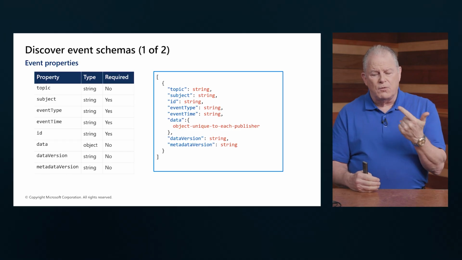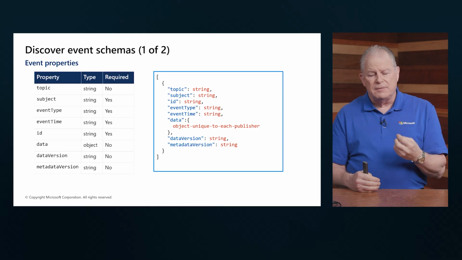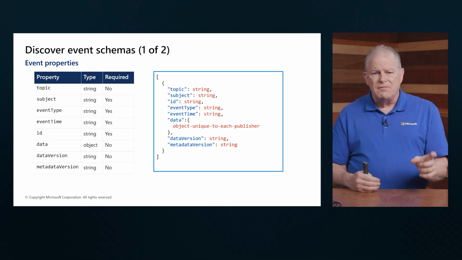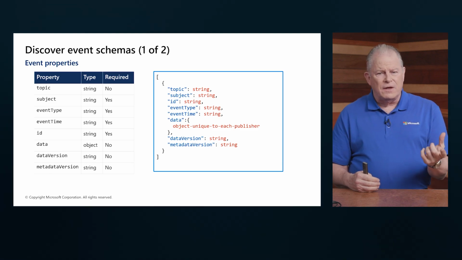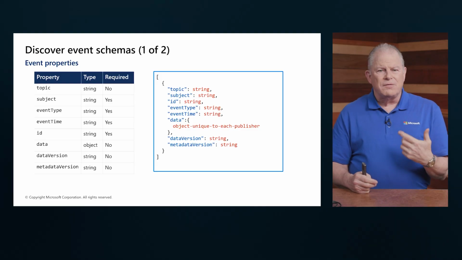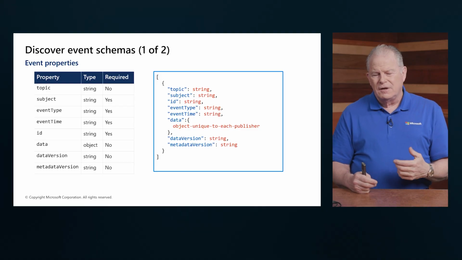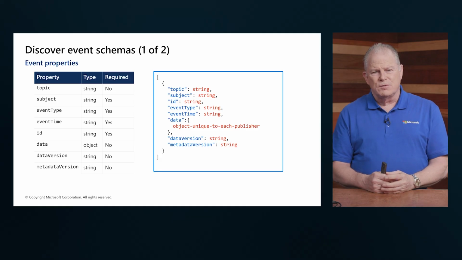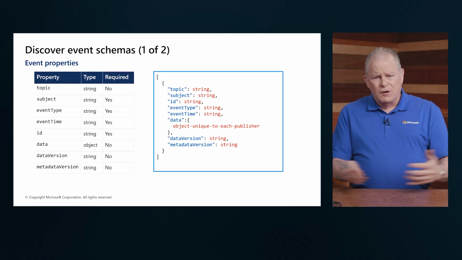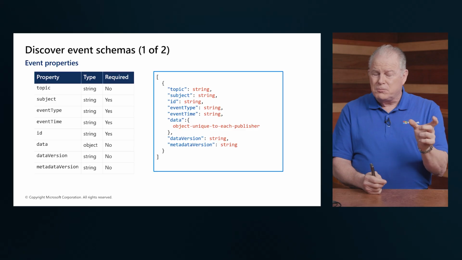What is the topic? What is the subject? What is the event type? What was the event time and ID? Now, there is a small data field there. These are typically around the data information that you're looking for. I've had these conversations with customers where they'd sit there and say, I could put lots of data in there. No, it's a pretty small field.